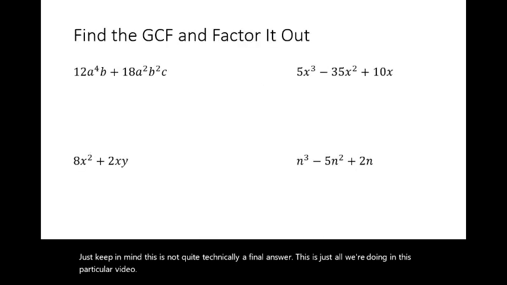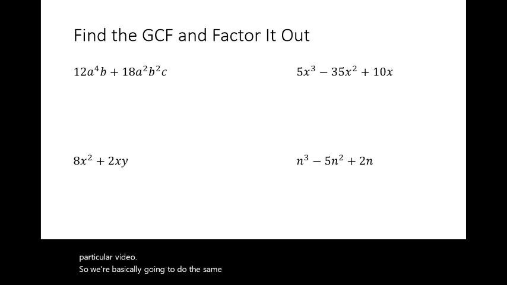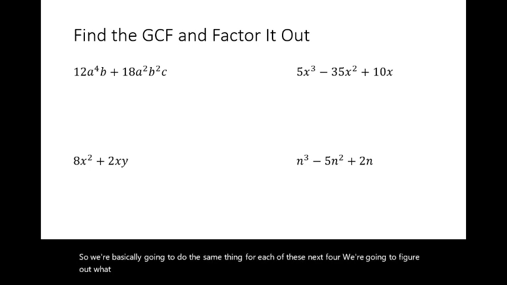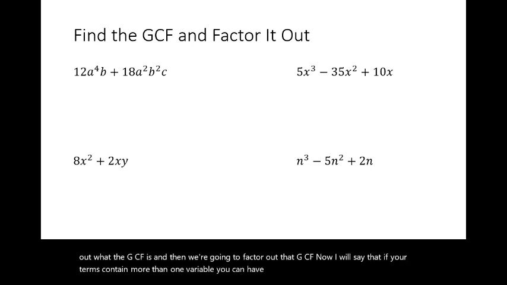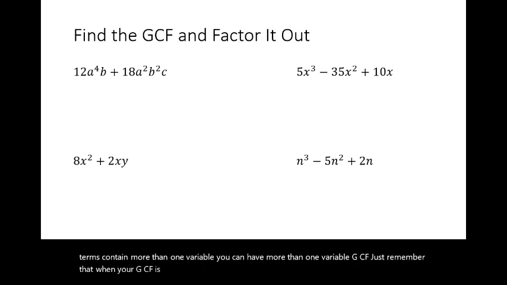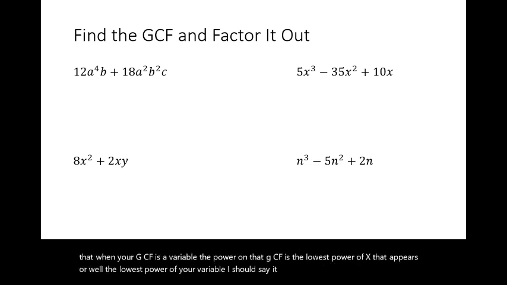So we're basically going to do the same thing for each of these next 4. We're going to figure out what the GCF is, and then we're going to factor out that GCF. Now I will say that if your terms contain more than one variable, you can have more than one variable GCF. Just remember that when your GCF is a variable, the power on that GCF is the lowest power of your variable that appears in the polynomial.